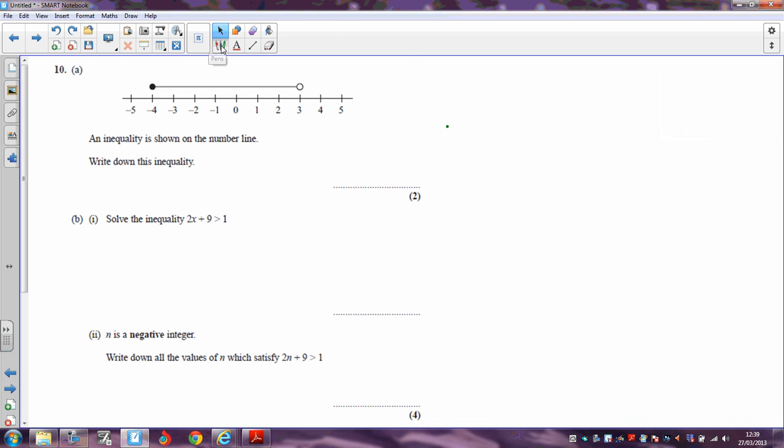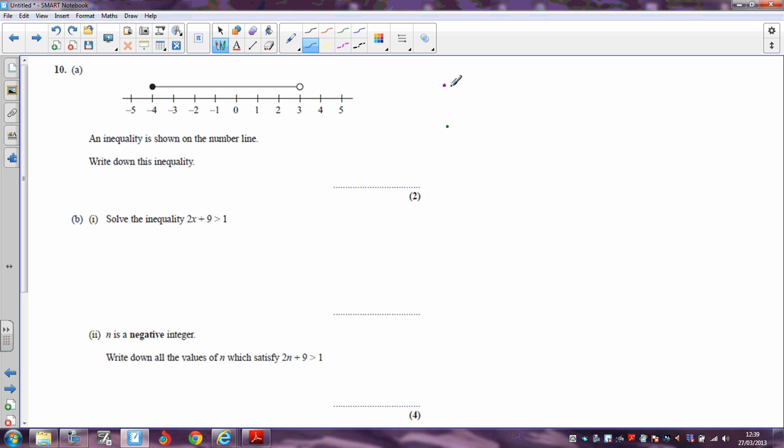Okay, here we have an equality, an inequality rather, and we've got to write down what the inequality is. Now, essentially, the inequality represents all the numbers between -4 and 3. The black circle here means that -4 is included, and the open circle means that 3 isn't. So we could write it in two ways.